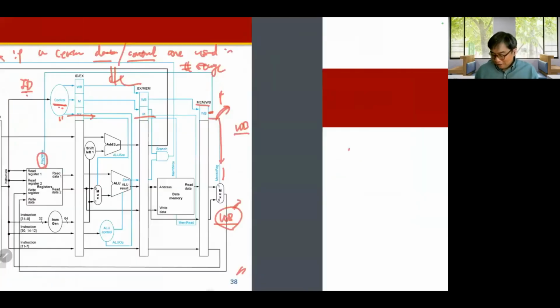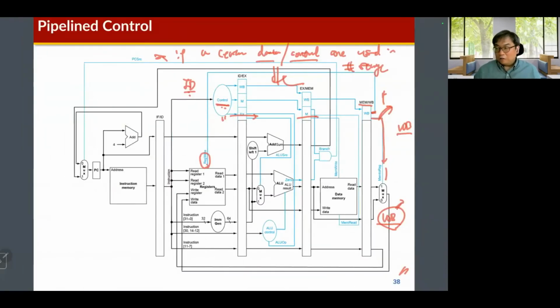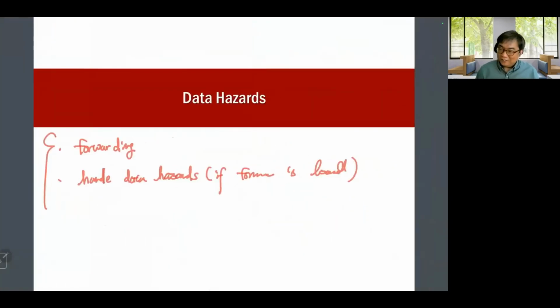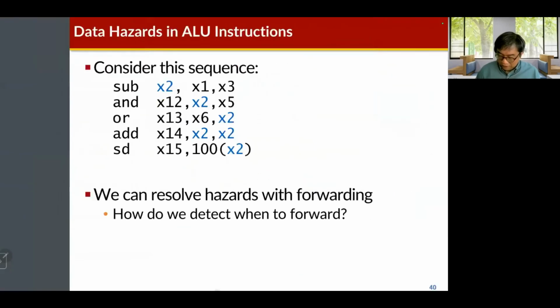Okay, so until now we learned how the control signals and data are propagated in the pipeline architecture, but we cannot find any processing or controlling of data hazard. So in this section, we will learn how to implement data forwarding and data hazard handlers. Okay.